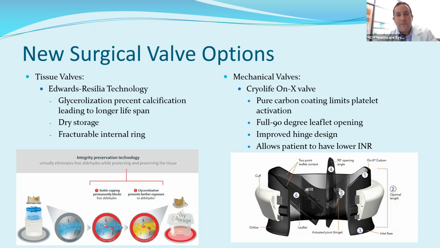The new ones are made out of a pure carbon coating. They have a 90-degree leaflet opening. As you see, the valve opens straight up and down, allowing the maximum amount of blood to flow out of it with each beat. The hinge design is improved. And because of all of this, the new studies allow patients to have a much lower INR, meaning the amount of blood thinner they have to take after this operation is very low. It used to be 2 to 2.5, and now the patients are able to maintain at 1.5, which is a huge factor for us, given that the anticoagulation is the key reason people don't want to get this valve.